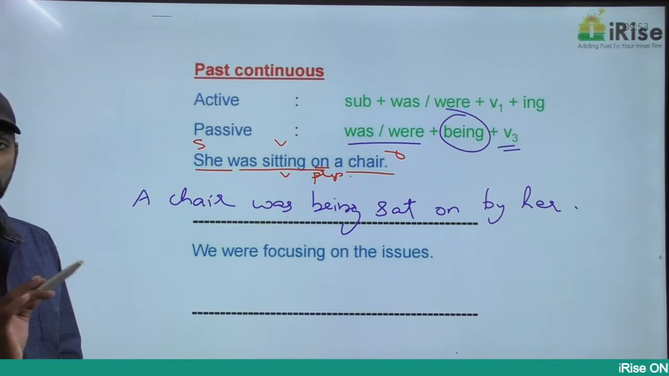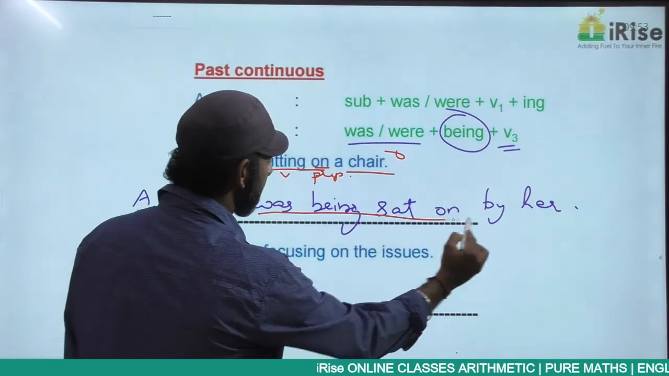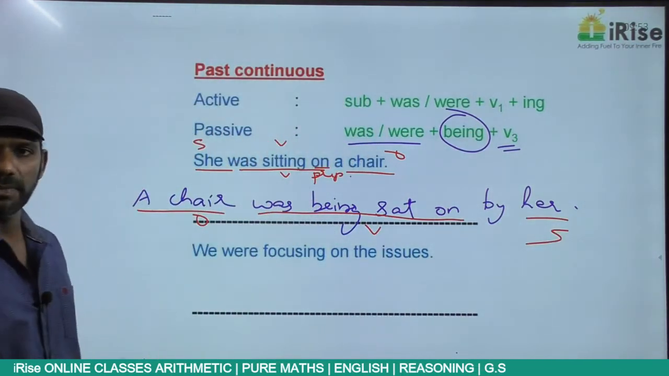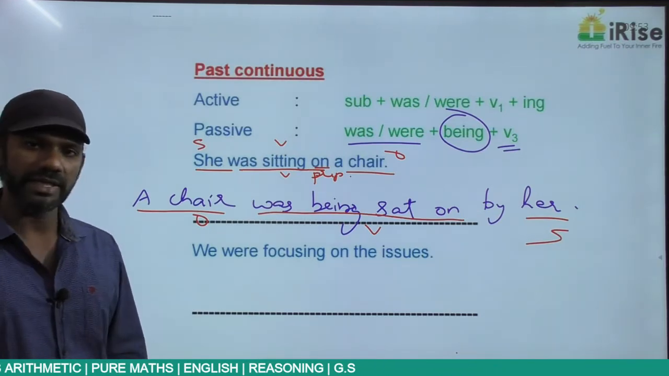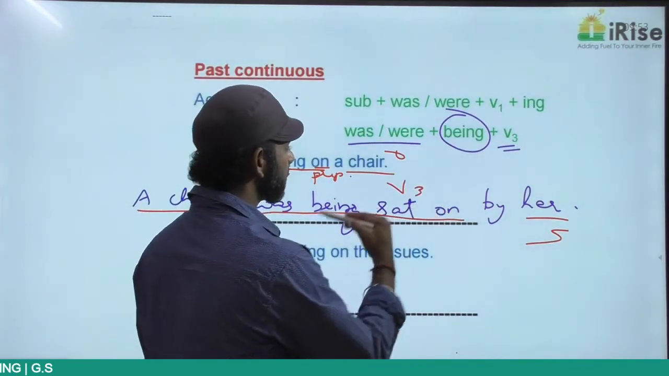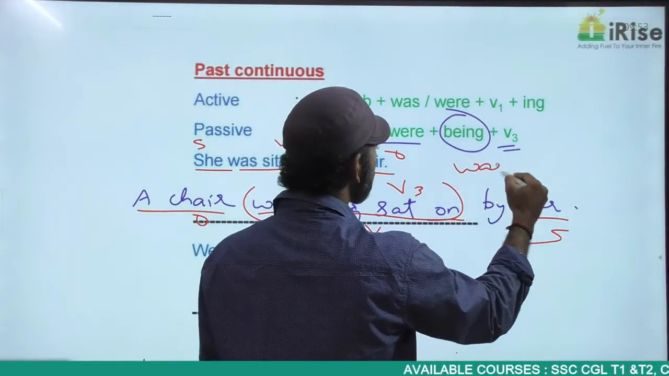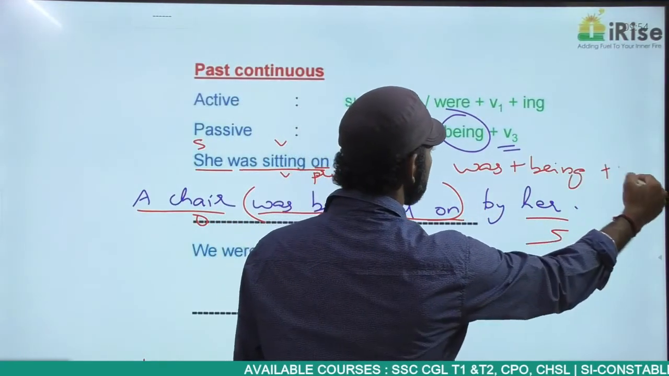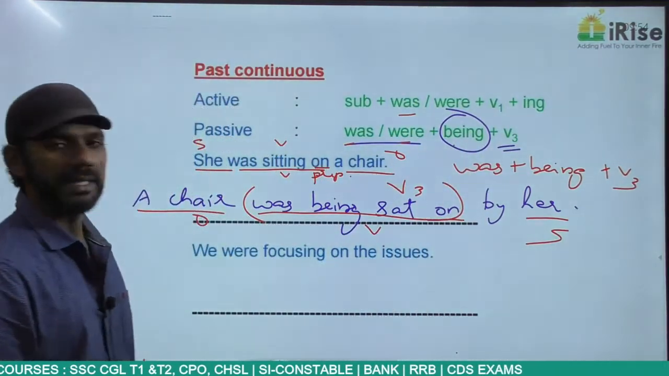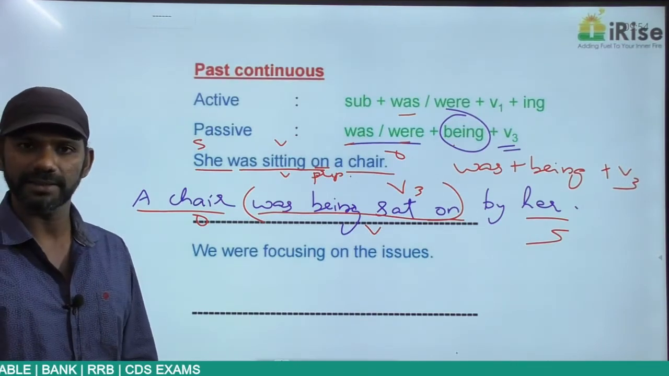Just go by the concepts or the rules. A chair is the object here. Was being sat on is a verb here. Her is a subject here. Object, verb, subject, passive voice. Sat is V2 and V3. In this case, sat is in the V3 form because the sentence is in the passive voice. So was being sat on is was plus being plus V3, and was plus being plus V3 is past continuous passive voice. A chair was being sat on by her.